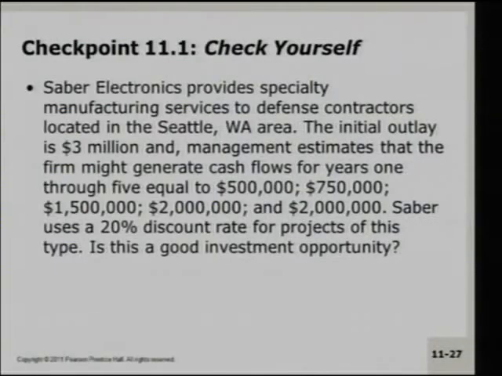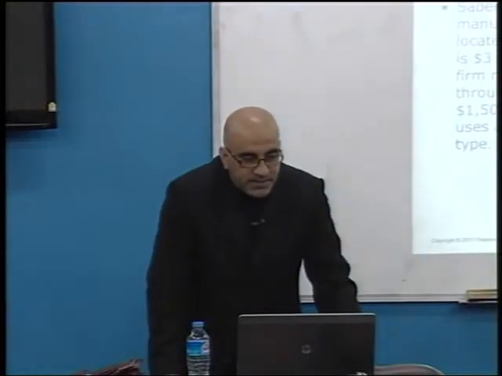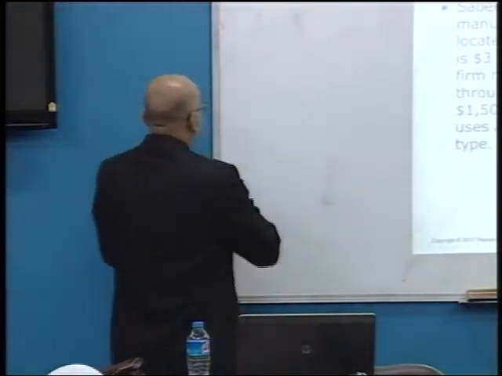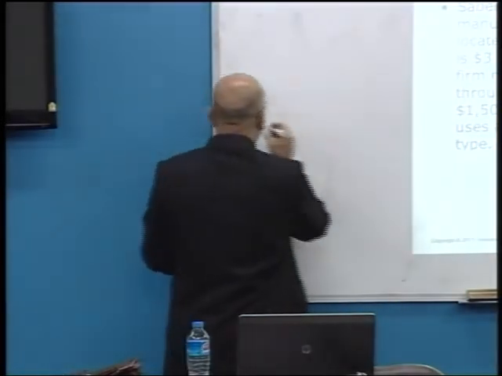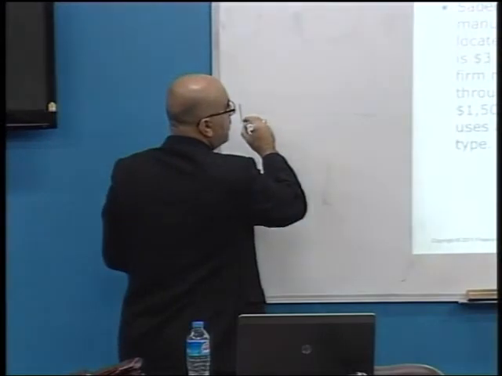Okay. This is another example here. We will see this example again. Saber Electronics provides specialty manufacturing services to defense contractors located in Seattle. The initial outlay is $3 million. So what is this initial outlay? This is the initial investment. Okay, right. So it is 3 million.